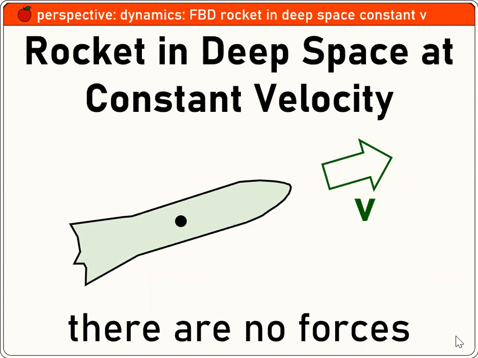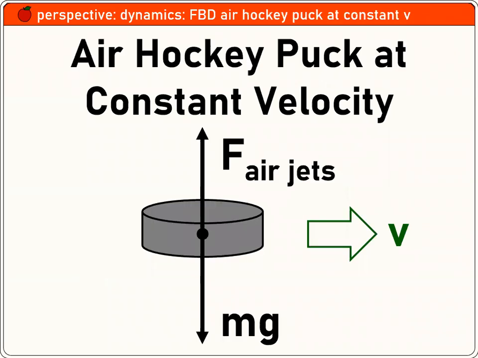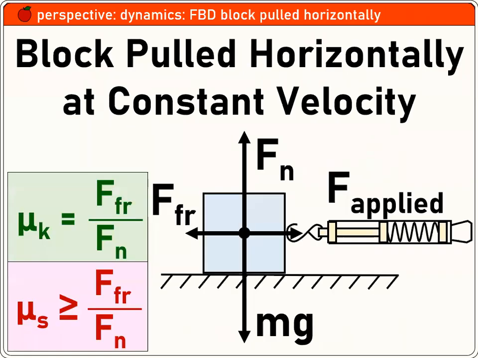So, free body diagram: there's a rocket in deep space, right? No forces. There's an air hockey puck at constant velocity. All right, so there's forces there, right? Now I'm pulling a block at constant velocity. Because anytime you see constant velocity, what is the net force every time? 0, because there's 0 acceleration. Now here there's 4 forces, but notice they all zero out: 2 horizontals, 2 verticals, right?